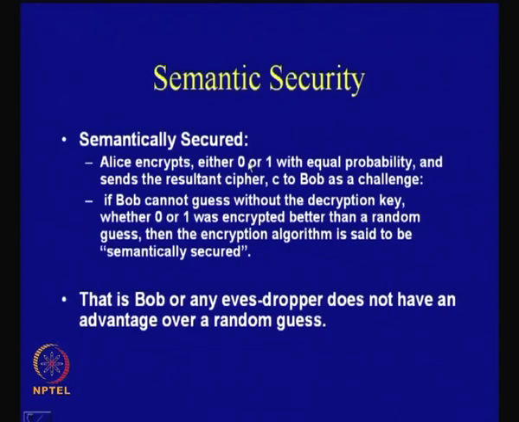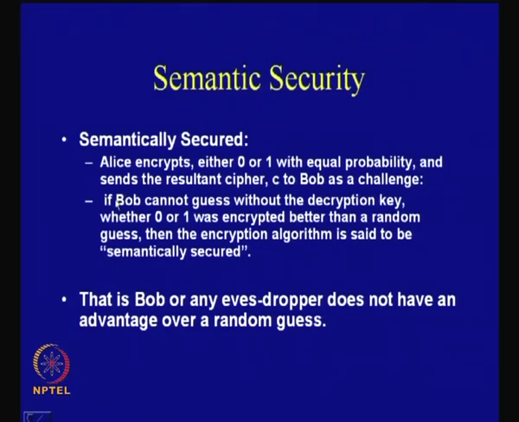Another important concept, although we shall not be going deep into this, is the concept of probable security. Something called semantic security is very central, and it is defined as follows. Remember Alice and Bob. Alice encrypts either 0 or 1 with equal probability. Bob knows that either 0 or 1 is encrypted, and the probability of choosing a 0 or 1 is half. Alice encrypts and sends the resultant cipher C to Bob as a challenge.